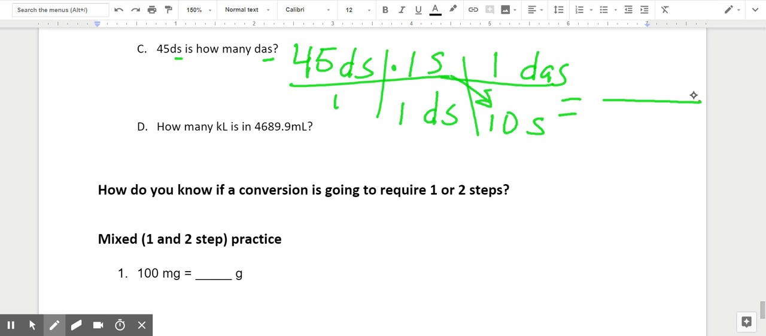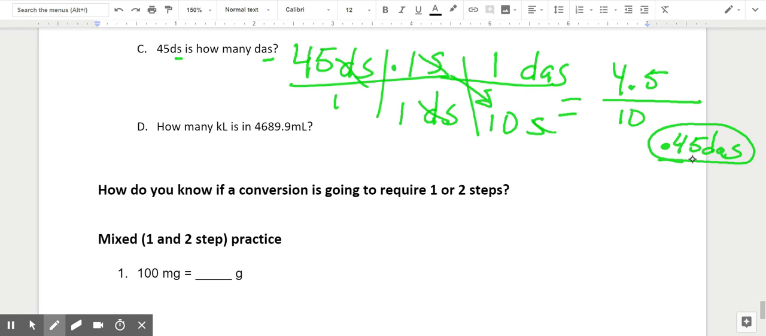And now we need a new fraction. 4.5 times 0.1 is 0.45. 1 times 1 times 10 is 10. 0.45 divided by 10, I believe, is 0.045. You should have your calculators and be working on this. Check that one because I don't have it here in front of me. And our unit is deciseconds canceled, seconds canceled. Our unit is deca, D-A-S, decaseconds.